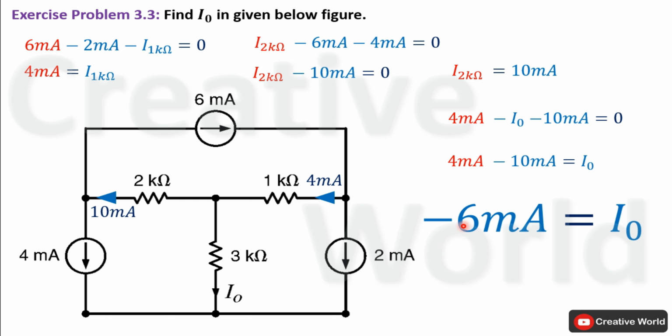Now here the minus sign is indicating that the direction of current I0 taken inside this network is wrong. The actual direction of current through this branch is upward, opposite to the given direction. So the value of current I0 through this branch will be equal to minus 6 milliampere. This was exercise problem number 3.3.